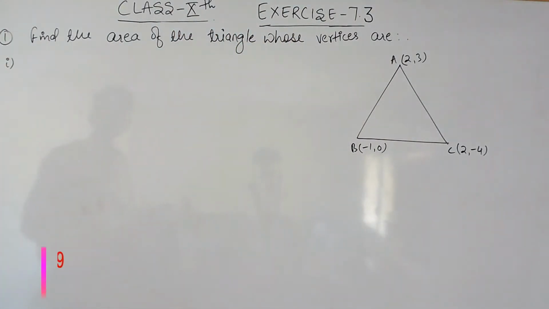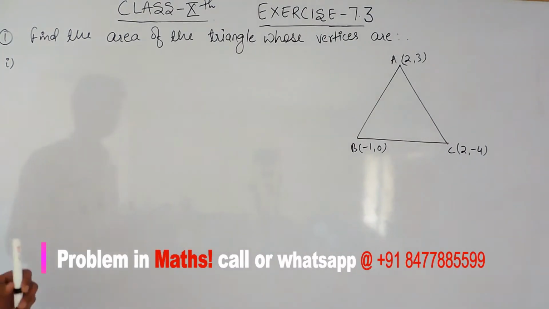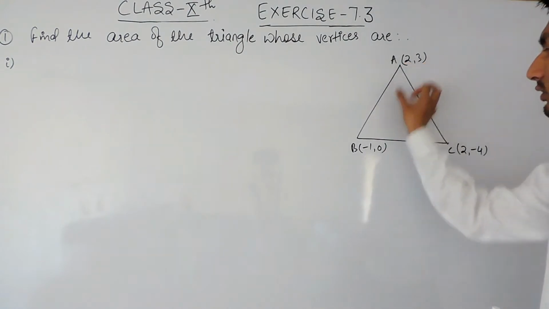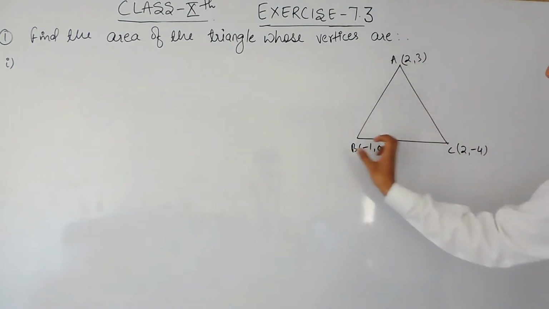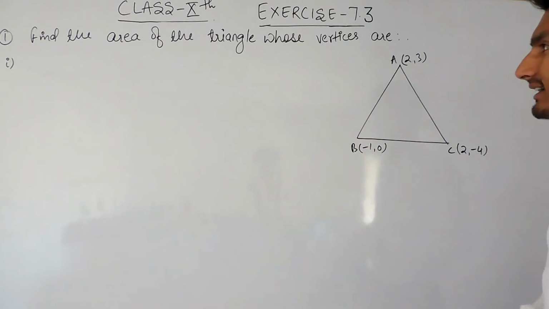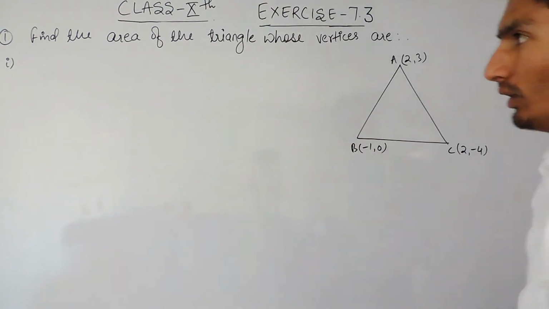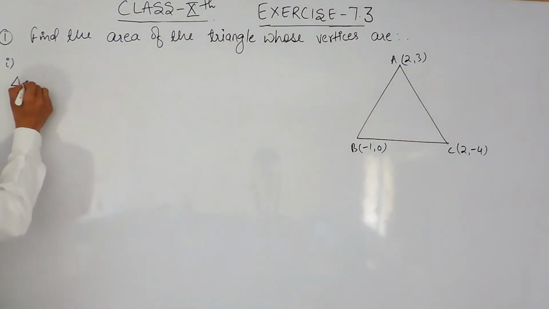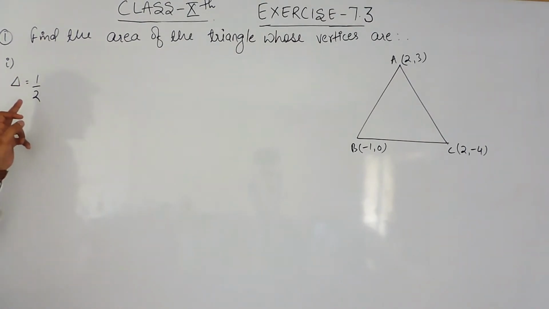The first part of question number 1, exercise 7.3. Question says, find the area of the triangle whose vertices are given. The coordinates of the vertices of a triangle ABC are given to us, and we have to find its area. There is a formula to find the area of a triangle, and here the area is denoted by this small triangle, which is known as delta. That will be equal to half.